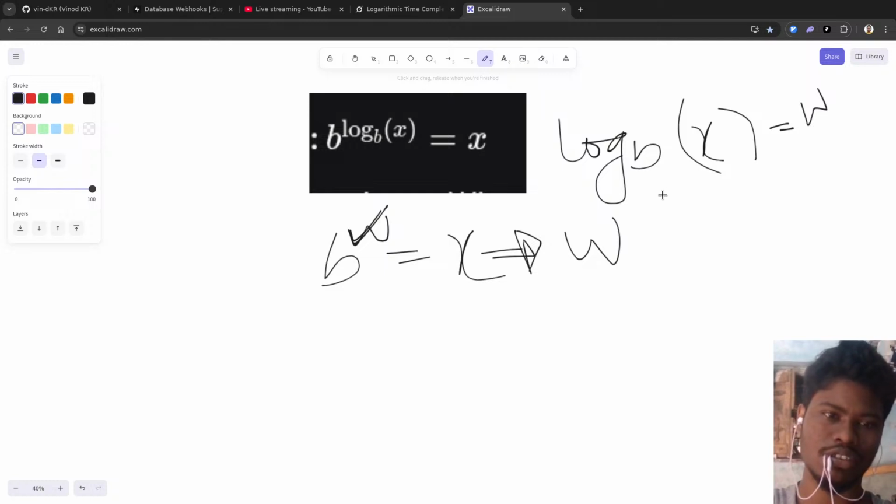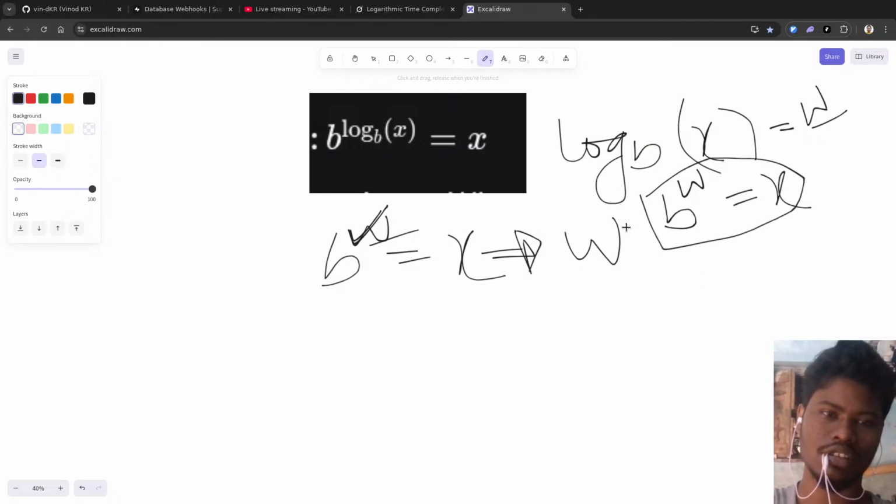That means b raised to the power w is equal to x. That's it. The power is w. Okay, this is the function in here. But the answer is this.